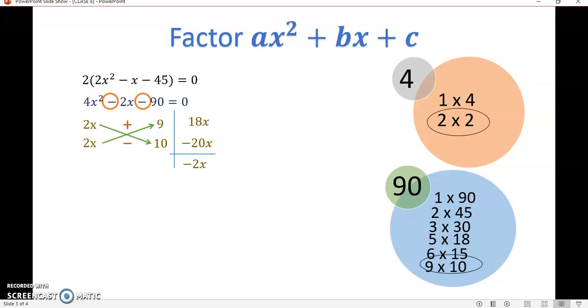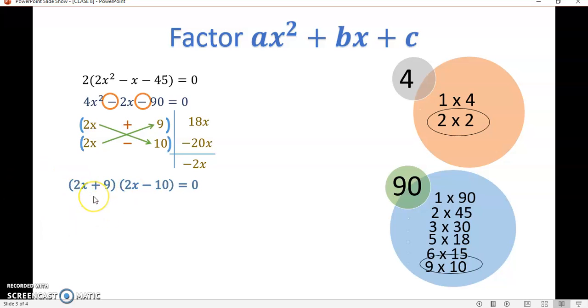Now that I found the value that I need, the same value that I have on here, negative 2x, is the one I have as the product. So I know this is my answer, and these are the values I'll use in the parentheses. So my equation will be (2x plus 9) times (2x minus 10) equals 0.